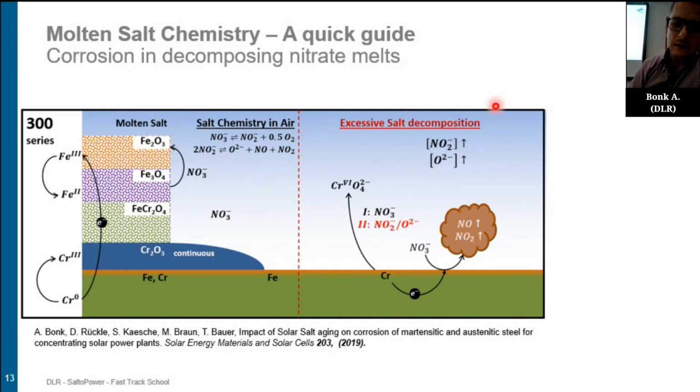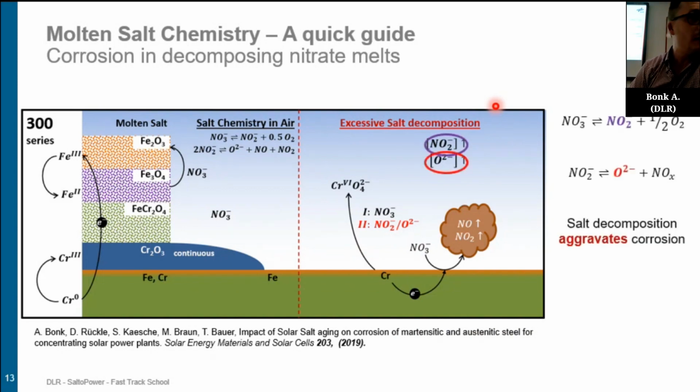Typically the amount of nitrites and the amount of oxide ions that you find in the system, they determine how corrosive a molten salt is towards the metal. On the other hand, that means if you can reduce the impurity level of nitrites and oxides, you can also reduce the corrosivity of the molten salt and therefore reduce corrosion rates of stainless steels. And I'll show you later how this is working.